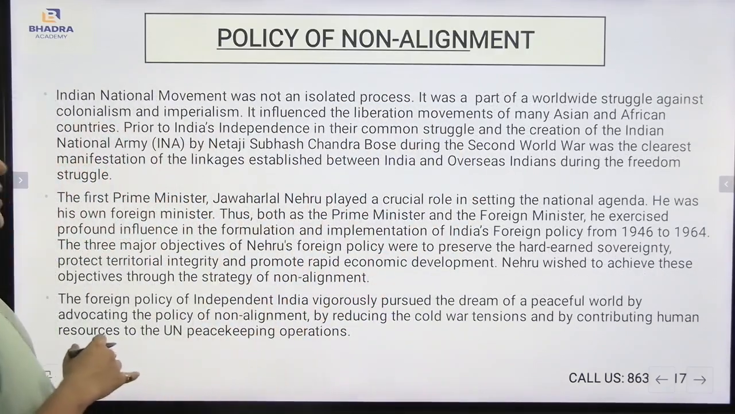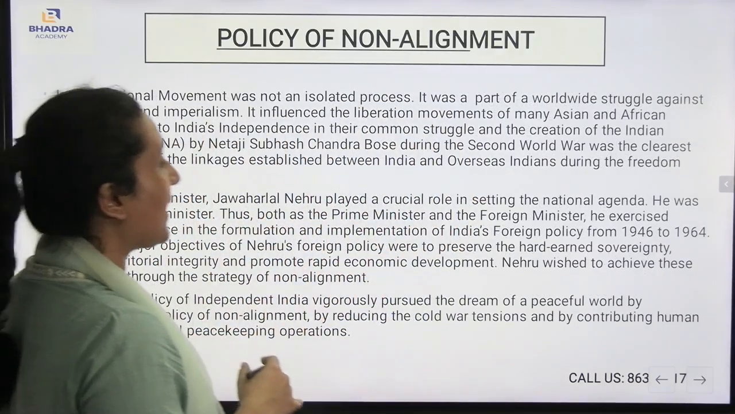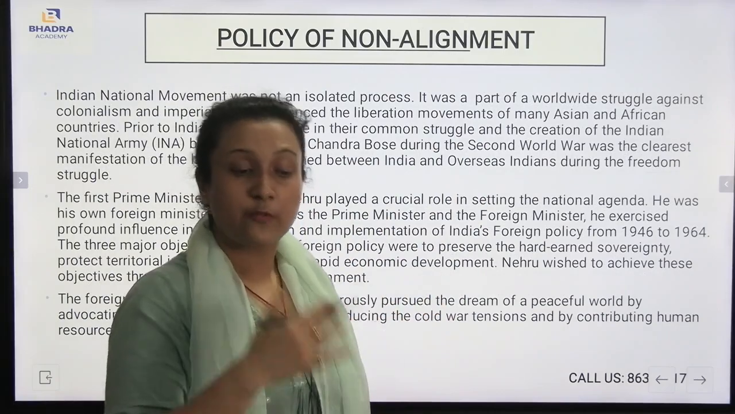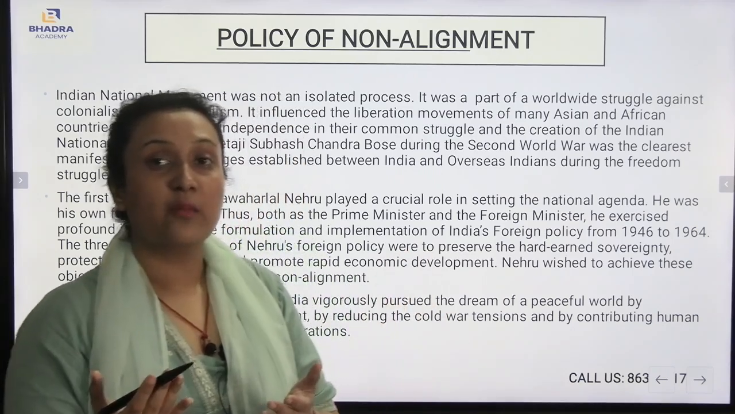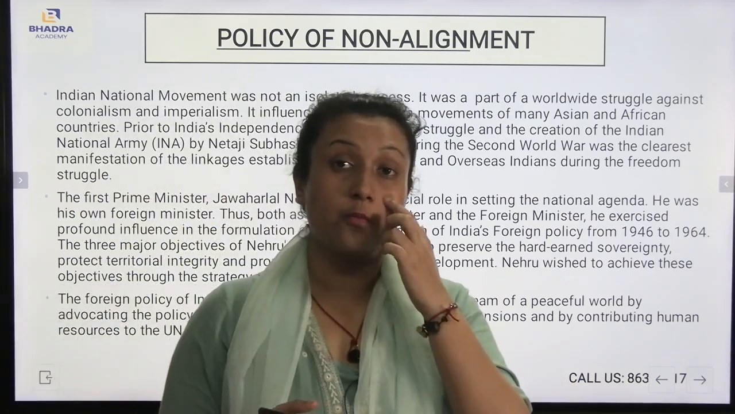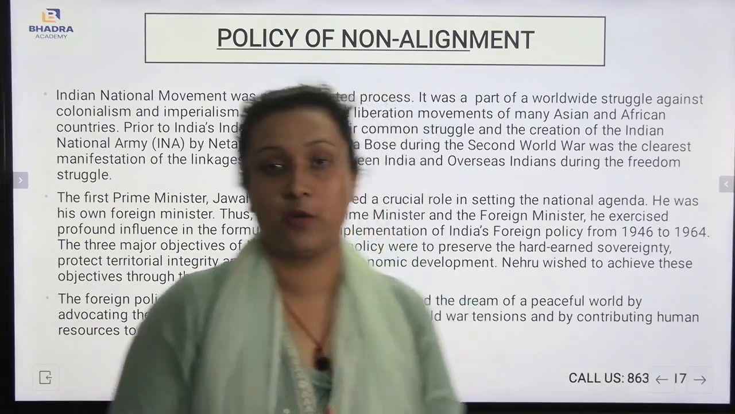So, here we will be understanding the policy of non-alignment. What do you mean by non-alignment? It means not participating in the foreign policy. If we are not participating in the foreign policy, then what will happen and what will be the consequence?